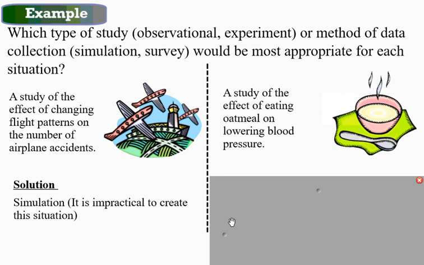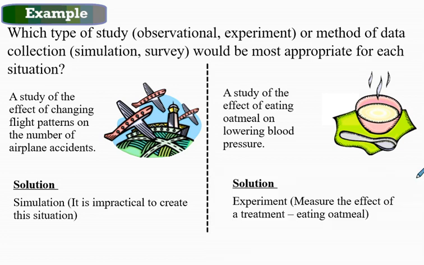Second one, a study of the effect of eating oatmeal on lowering blood pressure. Well, for this one, you can actually conduct an experiment. You'd measure the effect of the treatment of eating oatmeal and then see if it actually does lead to a situation where you have a lower blood pressure.